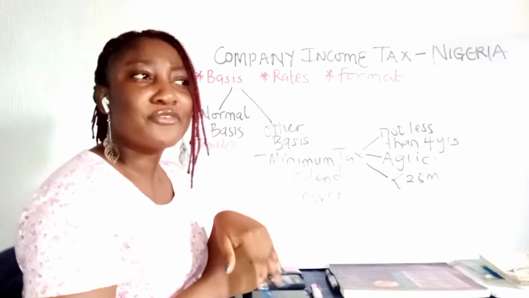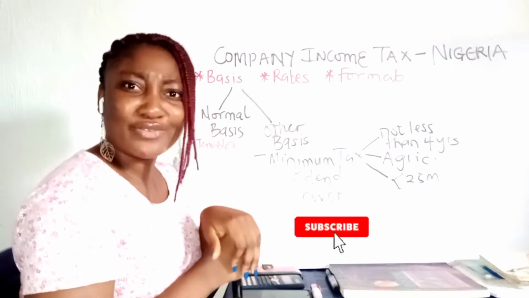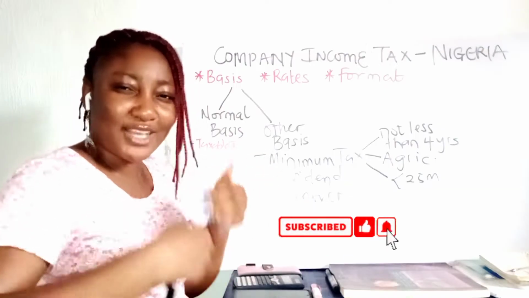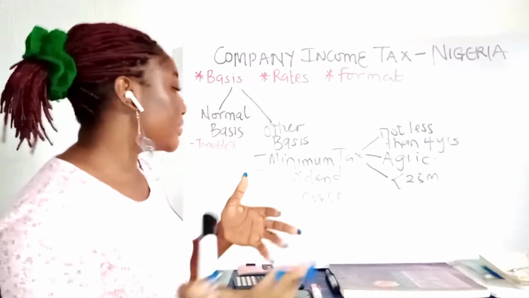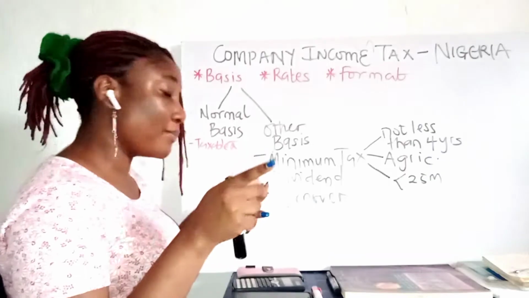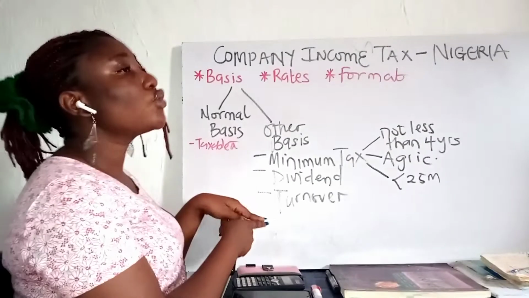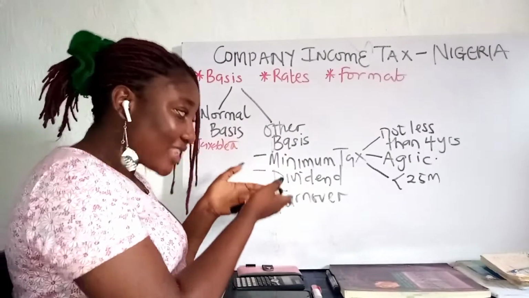Or you declared a loss of 4.5 million and you paid dividend of 10 million. How? Dividend is paid out of profit, except you paid it out of retained earnings. Even at that, they will use the dividend basis. Then the turnover basis is taxing the turnover.